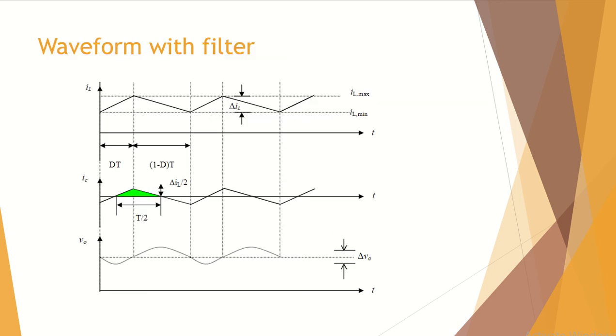So let's move towards the waveform. As you can see, this is the waveform for the inductor current. During the on time, this dT is the on time and (1 minus D) times T is the off time. During the on time, the inductor is charging. During the off time, it is discharging, but it is not completely discharged. Again, the charging starts and then discharging. So this is known as the delta IL.